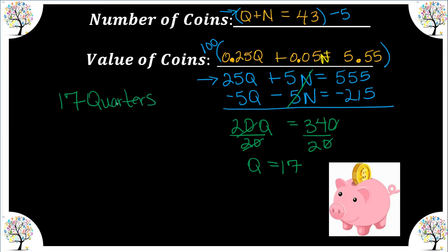I could take 17 and plug it into this equation, but it's much easier here because we have 43 coins in all, and 17 of those are quarters. So I can simply subtract 43 minus the 17 quarters, and I get 26 nickels. And we could check this by multiplying 17 by 0.25 plus 26 by 0.05, and we should get $5.55.